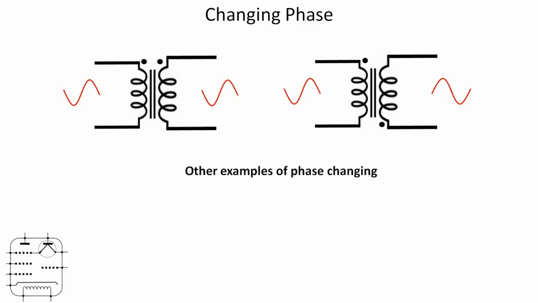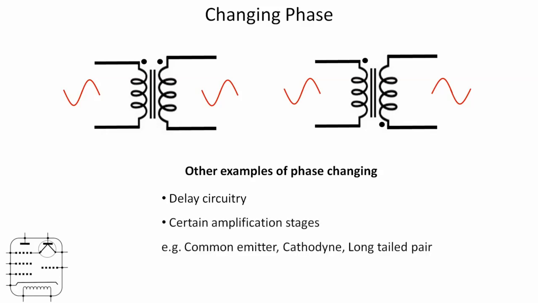Other examples of phase changing, delay circuitry. It's possible to create a phase change. In fact, in some audio applications, recording studios, they make use of a delay to correct for issues with sound response caused by phase issues. And sometimes in certain amplification stages we get a phase change. For example, the common emitter results in 180 degree phase change.